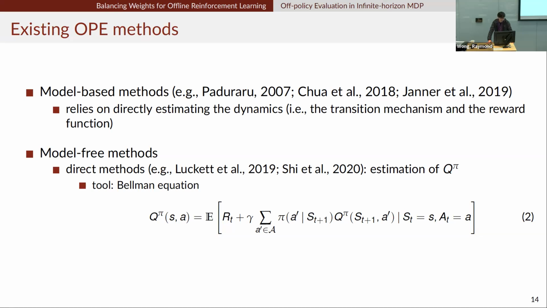The first one is direct methods, which are based on estimation of the Q function. As I said, if you know the Q function, then you can compute the value. This Q function is characterized by the celebrated Bellman equation, which is listed here. This Bellman equation provides a moment restriction of the Q function. Many methods are trying to base on this moment restriction to develop an estimator for Q.